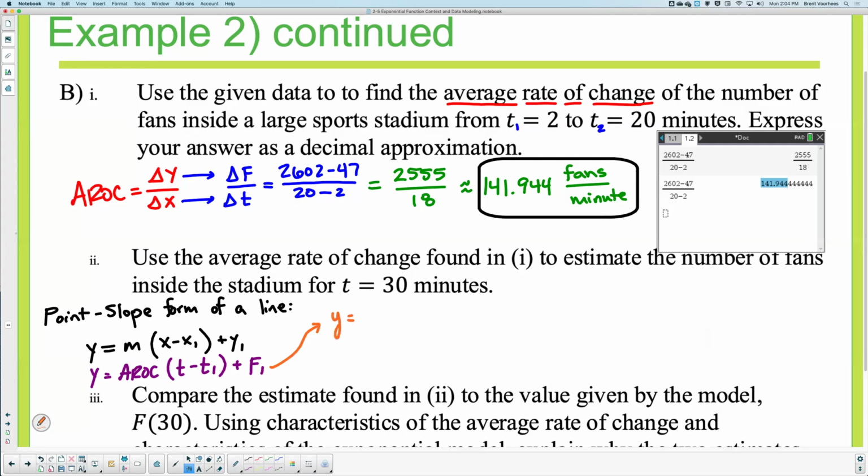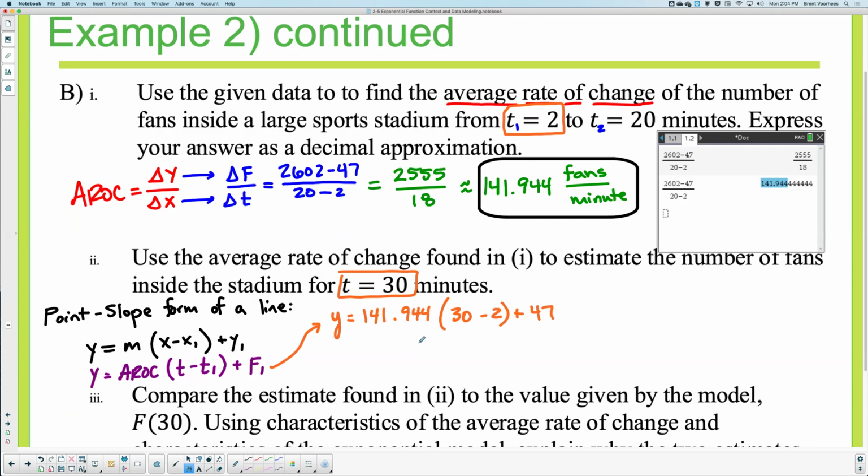So I'm going to have y equals, what was our AROC? Okay, we could use the decimal or the fraction, but we'll just go ahead and use the decimal. 141.944, parentheses. Now t, they tell us in this problem, what is our t? 30. That's our t minus t1. Now t1 was up here. What was our t1? 2. And then we add f1, the amount of fans at 2 minutes. How many fans do we have at f1? It was 47.